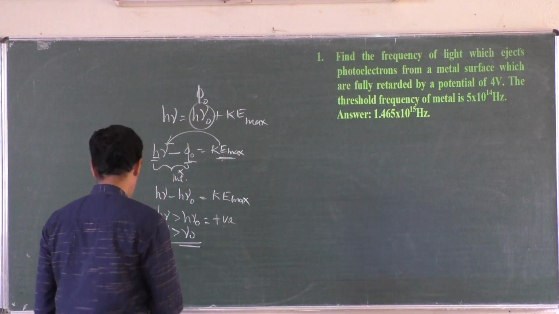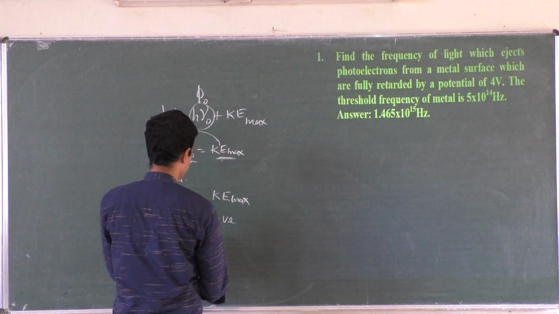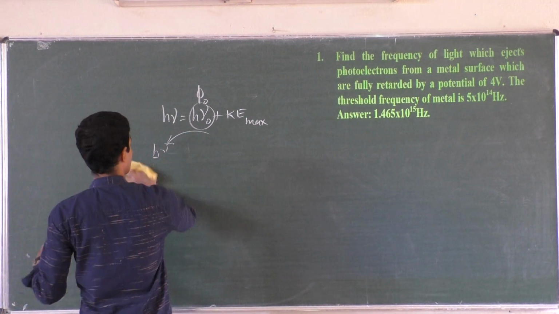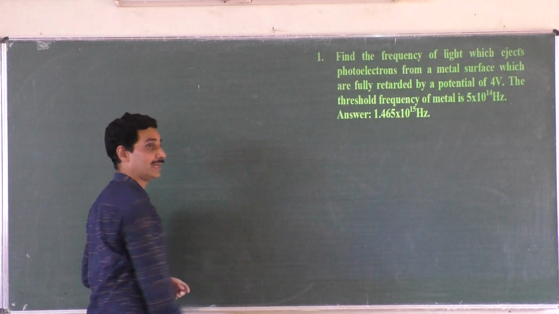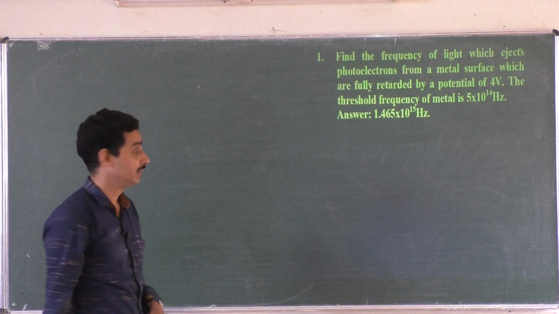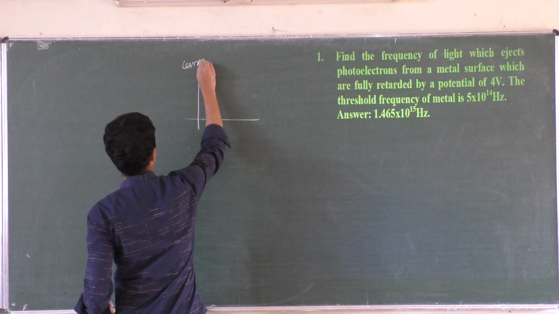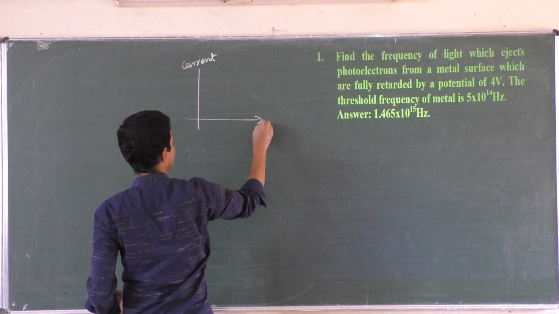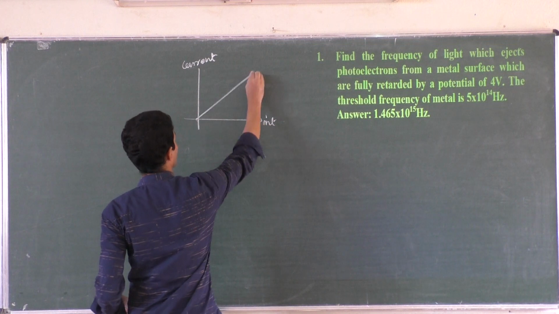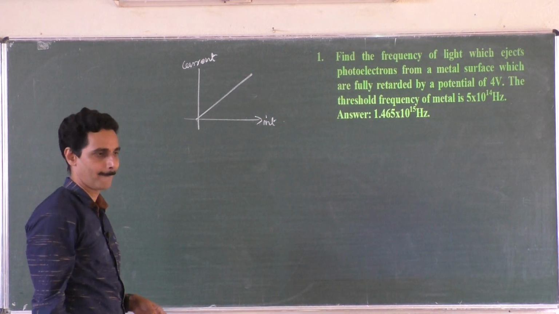Explain, okay, I will just deal with that once. Explain intensity versus photoelectric current. They are dependent. Graph: intensity versus photoelectric current. Current versus intensity: the more the brightness, the more the photoelectric current.